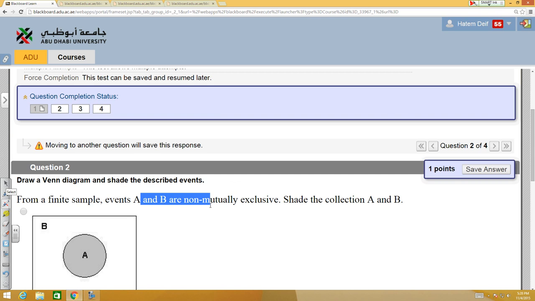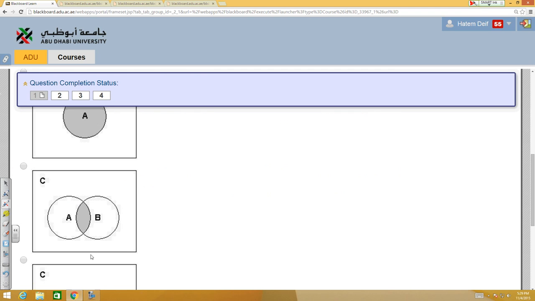Okay, for this, A and B are non-mutually exclusive this time. Shade the collection A and B. Is this the one? No. How about this? Non-mutually exclusive means what? They share or they don't share? They actually share something in common. Are these A and B sharing something in common? Yes. So why did you say no?